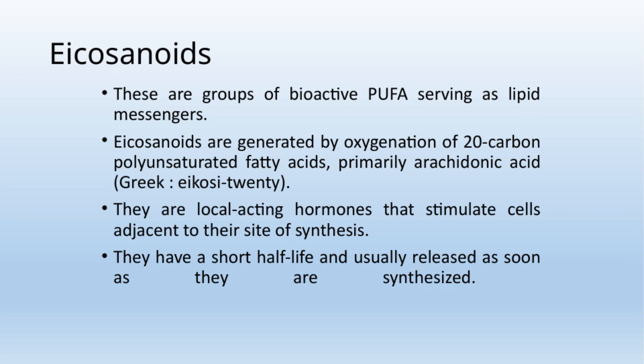Eicosanoids act as local-acting hormones, meaning they influence nearby cells rather than traveling through the bloodstream to distant sites. This local action allows for precise regulation of various physiological processes, such as inflammation and blood flow. Because they work so quickly and locally, they have a very short half-life. They're usually released immediately after synthesis and act right away. Understanding eicosanoids is important because they highlight how lipid-derived molecules can coordinate complex cellular responses, fitting into the overall theme of how bioactive lipids regulate health and disease.